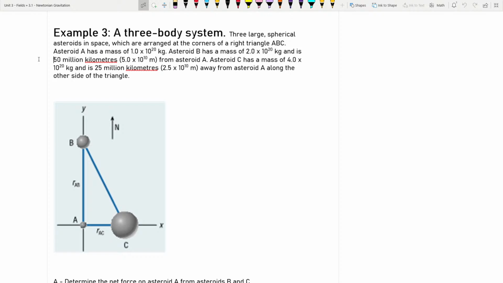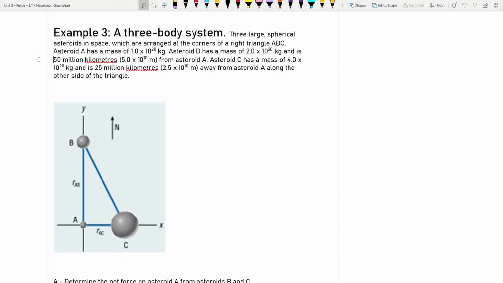So here we've got three different objects in space. Three large spherical asteroids in space, which are arranged at the corners of a right triangle ABC. Asteroid A has a mass of 1.1 times 10 to the 20 kilograms. B has a mass of 2.0 times 10 to the 20. And C has a mass of 4.0 times 10 to the 20. So they are getting progressively heavier, and the distances are laid out as we see.